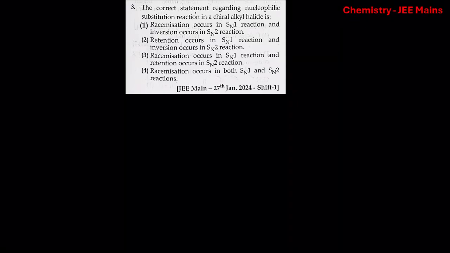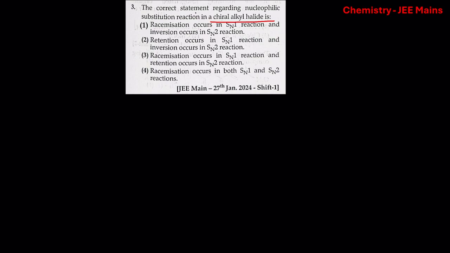The correct statement regarding nucleophilic substitution reaction in a chiral alkyl halide is: first of all, what is a chiral alkyl halide? A chiral carbon is a carbon which is bonded to four different groups. Now let the fourth group be the halogen. So here the halogen atom is bonded to a chiral carbon. This is known as a chiral alkyl halide. 1, 2, 3 are the four different groups or atoms bonded to this carbon. Now nucleophilic substitution reactions are of two types. One is SN1 and another one is SN2.